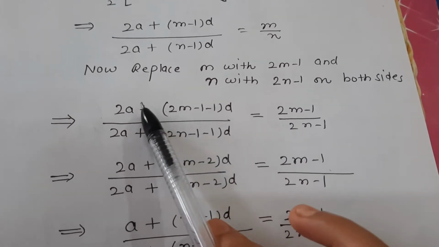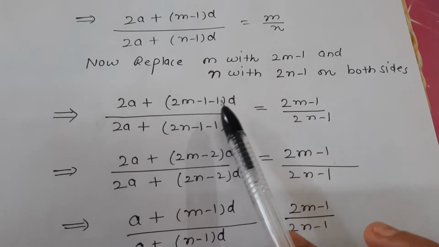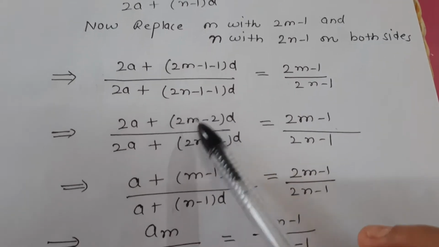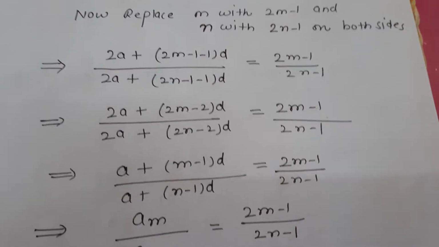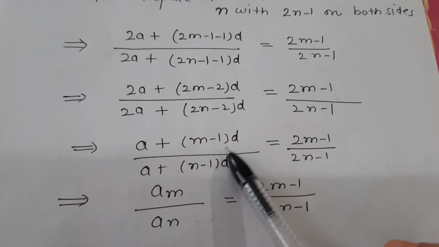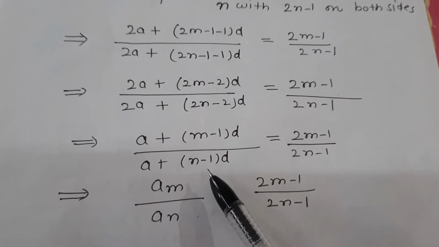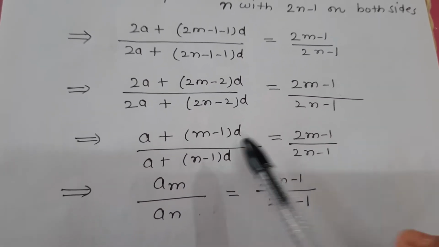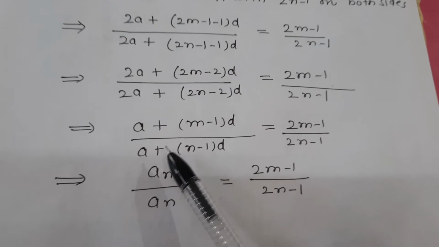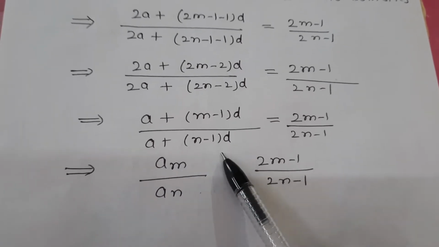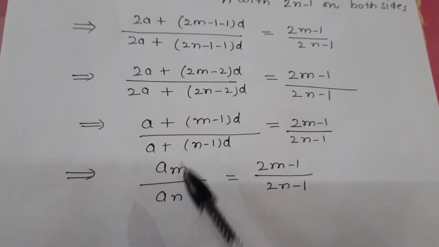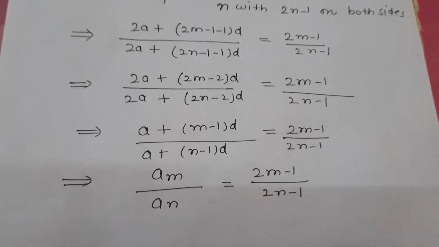This can be rewritten as 2a plus 2m minus 2 into d. Here this is 2a plus 2n minus 2 into d. Further you can take 2 common from numerator and denominator and that 2 will be cancelled. So you are left with a plus m minus 1 into d and here a plus n minus 1 into d, and the right hand side as it is. Just look here. This is the formula of the mth term of your AP and this is the formula of the nth term of your AP, right? So you can denote either by am or tm and here an. This is what you had to prove.